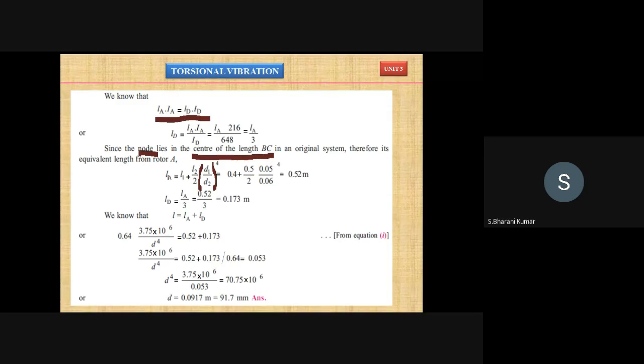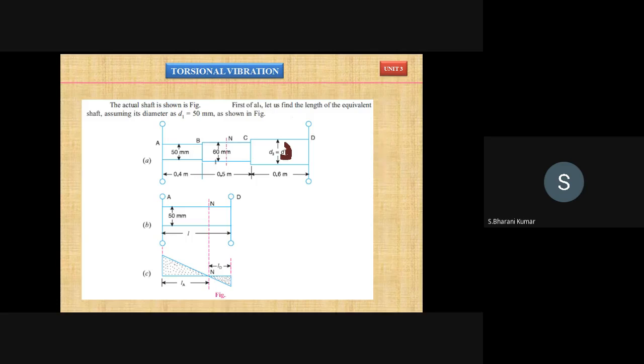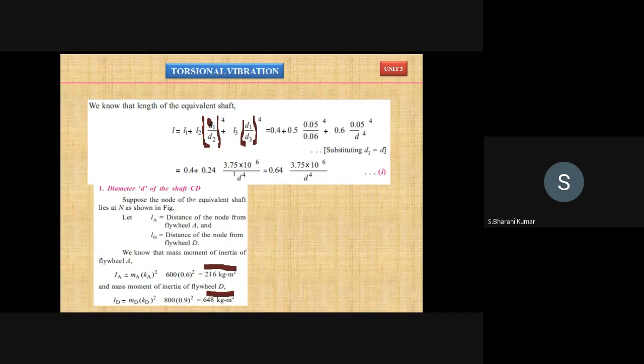This is to find the length of the shaft, the node position. What data have they given for the node position? L2 by 2, this is called L2 by 2, the half of this length 0.5. So LA equal to L1 plus L2 by 2 into (D1 by D2) to the power of 4. Solving this, I got the LA value as 0.52. Put the LA value here and you get the LD value.